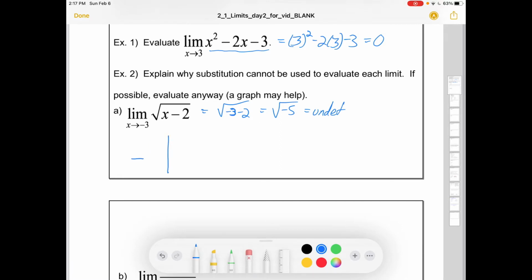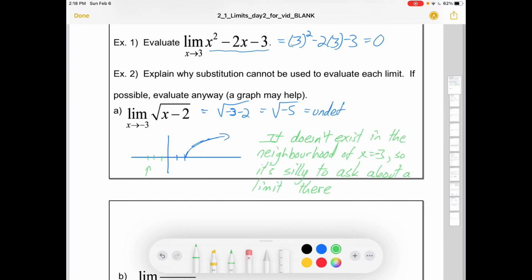If I graphed this thing, I already know that a square root graph kind of looks like this, and it's been moved 2 to the right. So it's really silly to ask about, what's its limit back here? It doesn't exist around x equals negative 3. So it doesn't exist in the neighborhood of x equals negative 3. So it's silly to ask about a limit there. Okay, so we can't find this limit. We could say this limit does not exist.